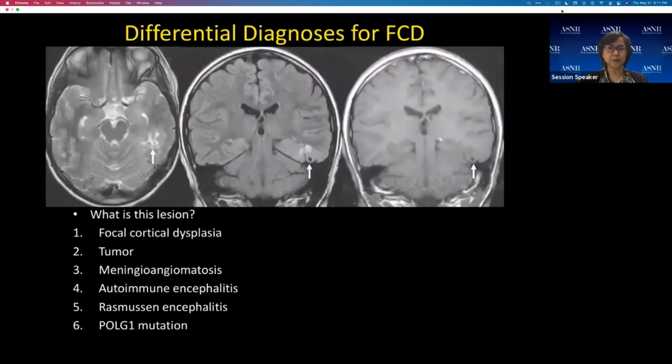So let's move on to differential diagnosis of focal cortical dysplasia. We'll start off with the first differential diagnosis. This lesion located in the left basotemporal lobe demonstrates high T2 and FLAIR signal. However, if you look carefully, there is a small focus of very low FLAIR signal and very low T1 signal. So this is a low-grade tumor.